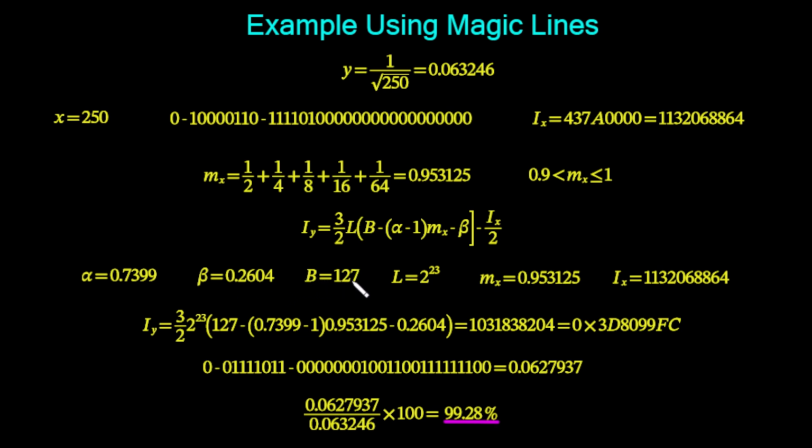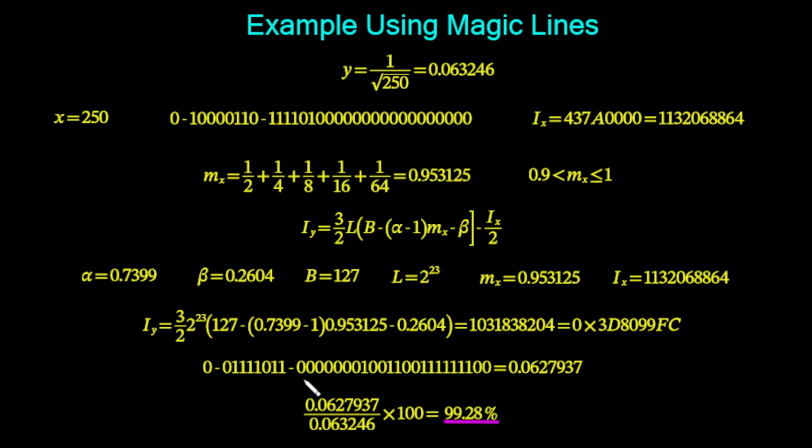Our bias is 127, L is 2 to the 23, mx is this number here, which we've just worked out, and our value for ix is this number up here. Now if we put all of these into this equation here, we're going to get the final number, which in hexadecimal is this number. We can take this number and put it directly into zeros and ones, so it's just this converted to binary.